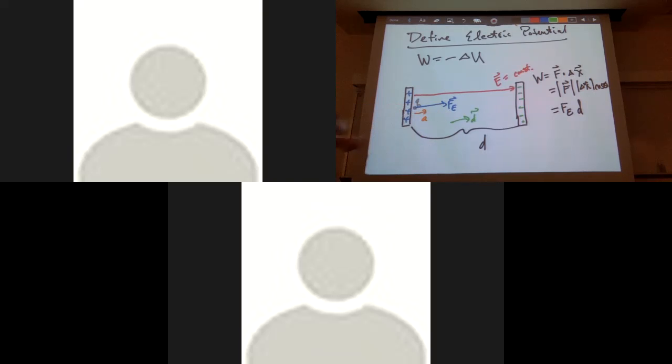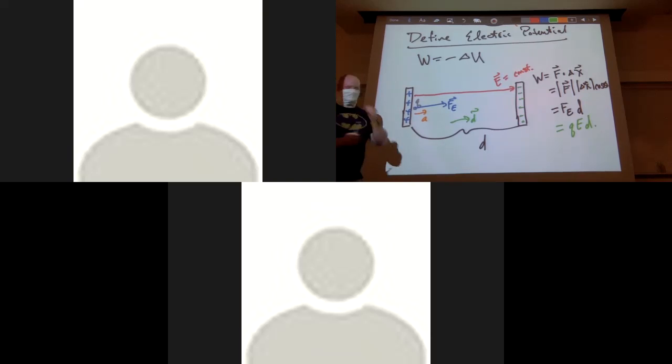Thank you. Zero. What's cosine of 0? 1, right? So this says then that the work done by the electric field in the constant electric field to move it from this plate to this plate is simply the electric force times the distance. Well, we also know the electric force is simply equal to the charge of the charged particle times the electric field times the distance.